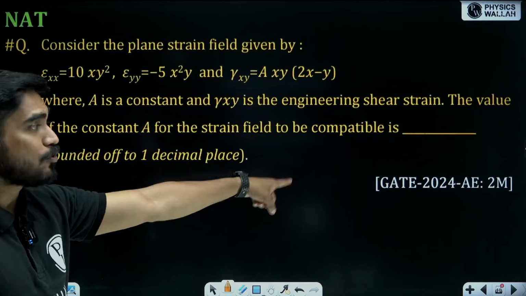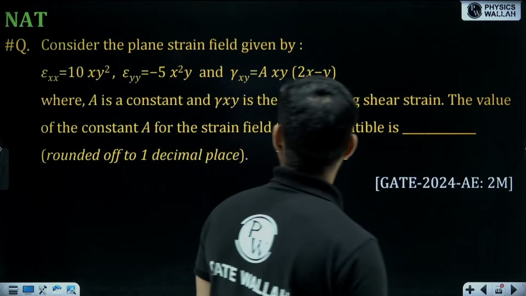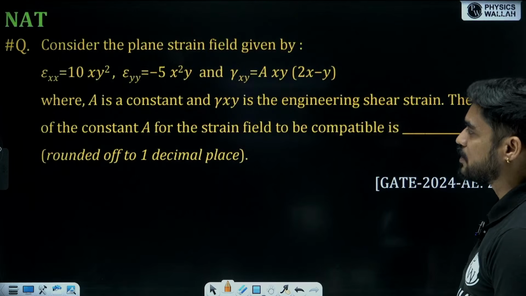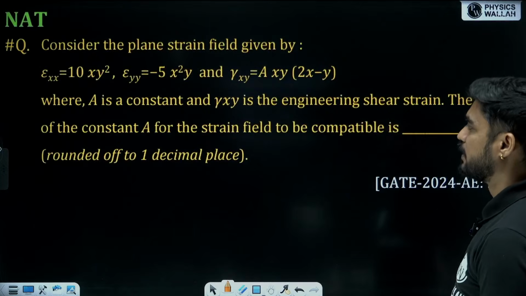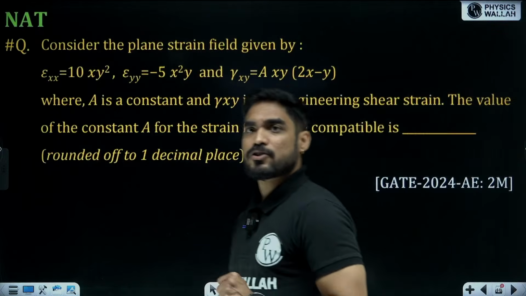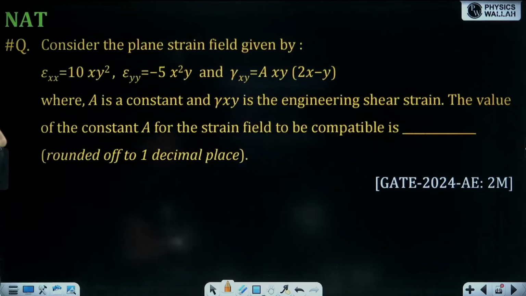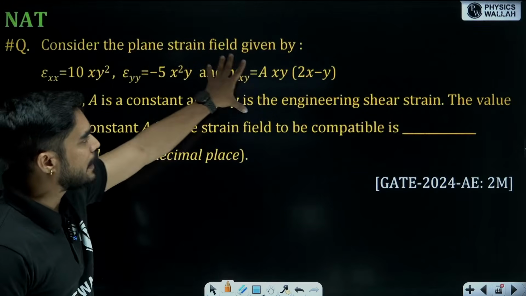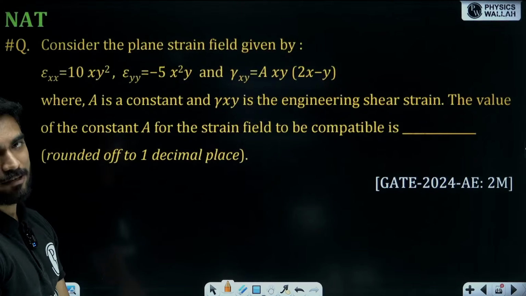This is from GATE 2024. Consider the plane strain field given by epsilon x is this much, epsilon y is this much, gamma xy is this much. A is constant and gamma xy is the engineering shear strain. Value of A for the strain field to be compatible. So here we need to use the strain compatibility equation. Okay, they have given the equation of strain epsilon x, epsilon y, gamma xy. We need to use the strain compatibility equation here.